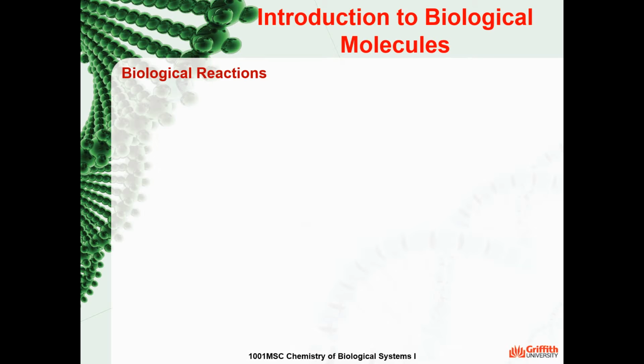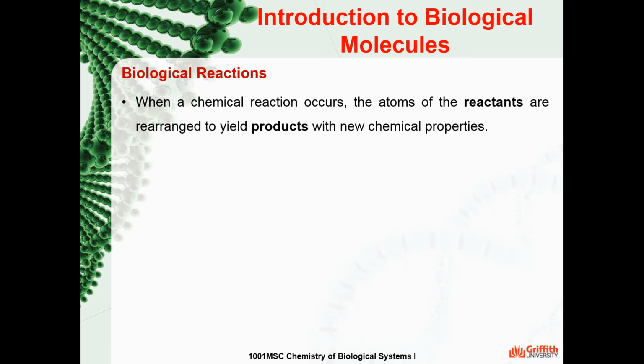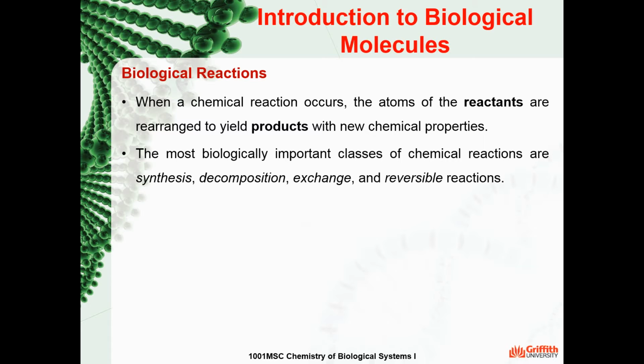Now let's discuss the different types of biological reactions. In a chemical reaction, one or more reactants get converted to one or more products. There are different types of biological reactions that occur in the body, and the main types are synthesis, decomposition, exchange, and reversible reactions.